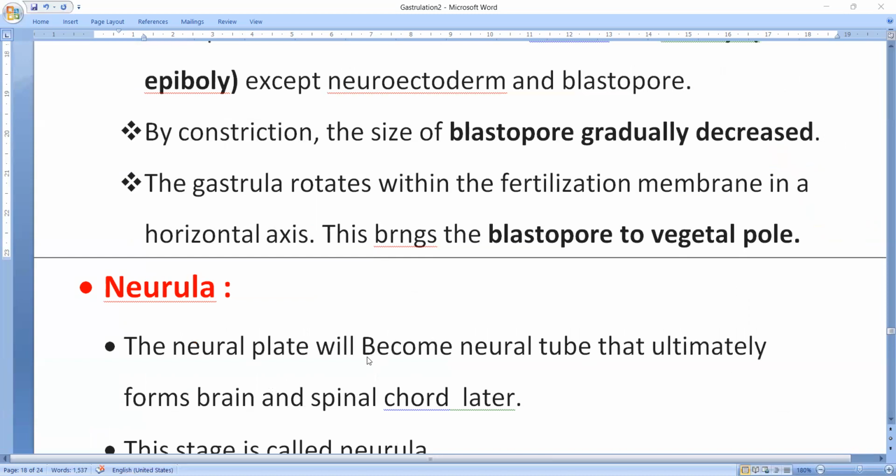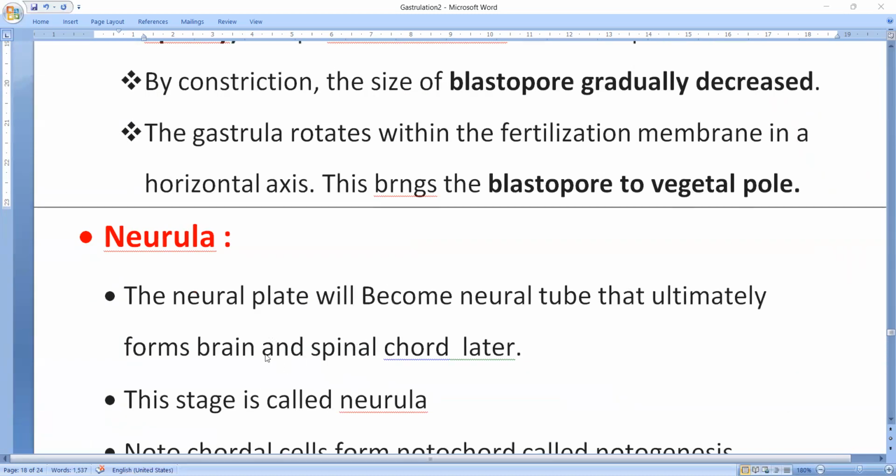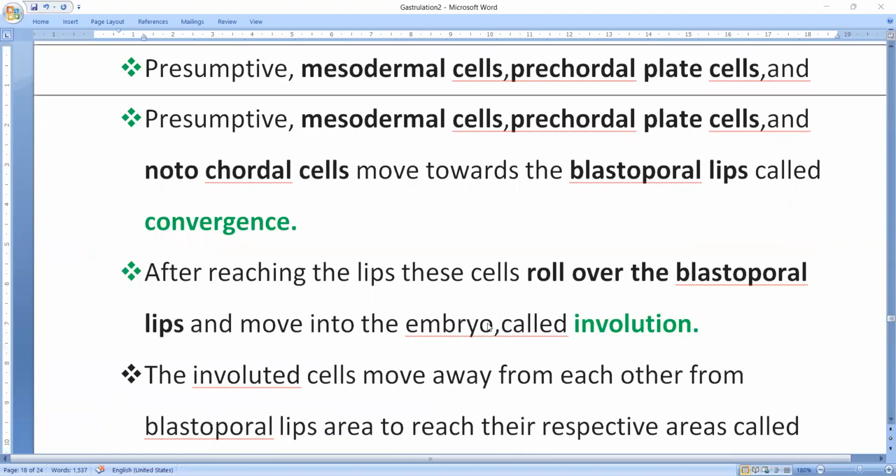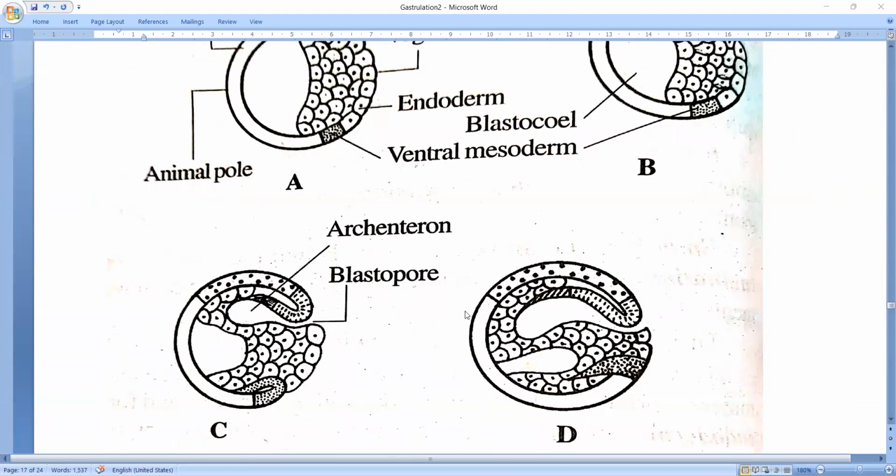Anyway, so now there is a term called neurula. The neural plate will become neural tube that ultimately forms brain and spinal cord. The neural plate, which we saw earlier. So here, this is neuroectoderm.